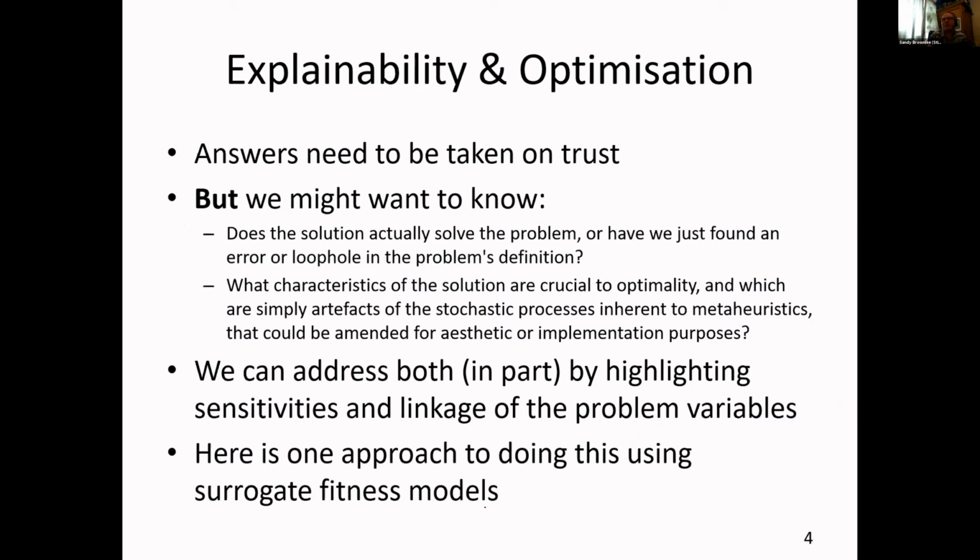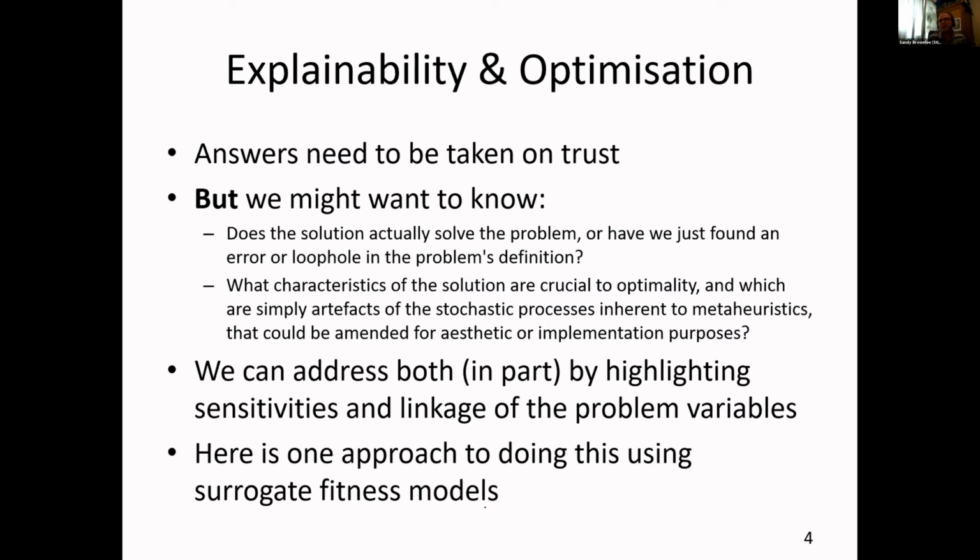In particular, for optimization problems, the kind of real world problems that I've worked with in the past, we might want to know a couple of things. One of them is whether we've actually managed to solve the problem, or if we've just found an error or a loophole. I think that was touched on in the last talk, or it might have been the one before. Has the optimization algorithm, which is very good at finding the best solution in the context of the problem that it's been given, just found a loophole, or has it actually solved the problem that the person wants to solve?